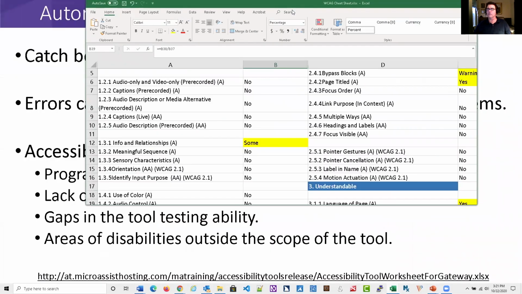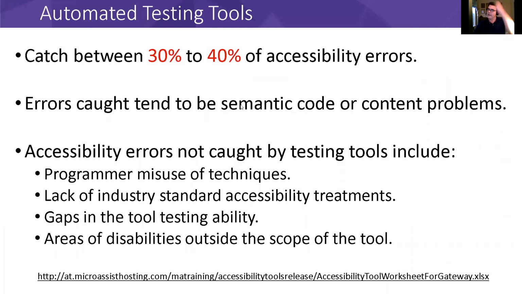It just wasn't quite finished here, but I'm always questioning everything, right? Because this is just something the industry says over and over again, and eventually you got to go, well, is the industry right? Errors caught tend to be semantic code problems. All right. Catherine, if you would do me a favor, these are great ones to go in the notes that you put in the chat: accessibility errors that are not caught by a testing tool.